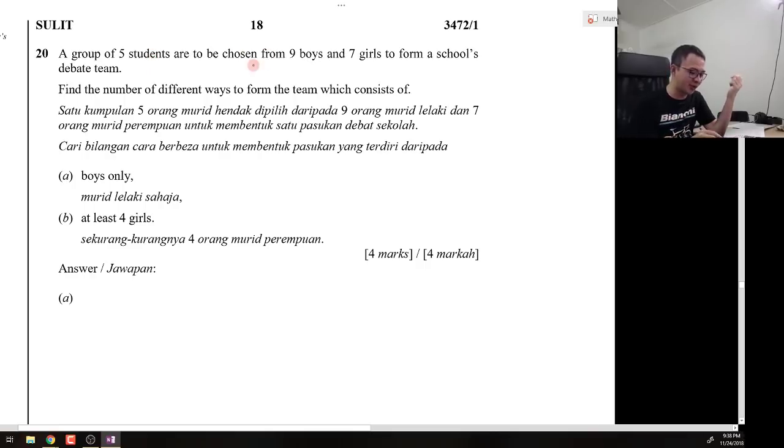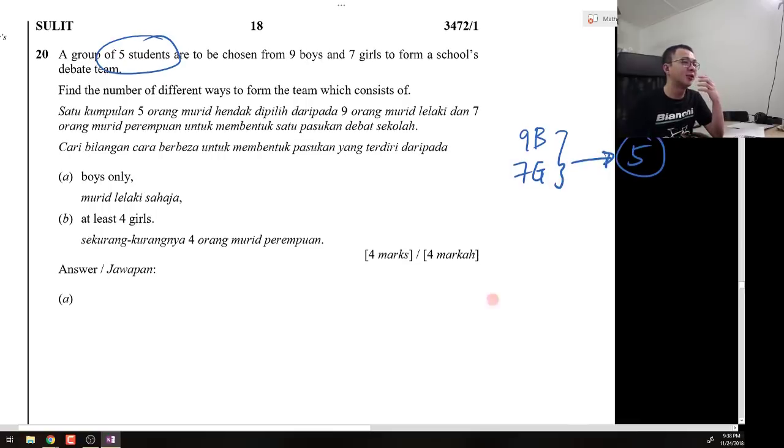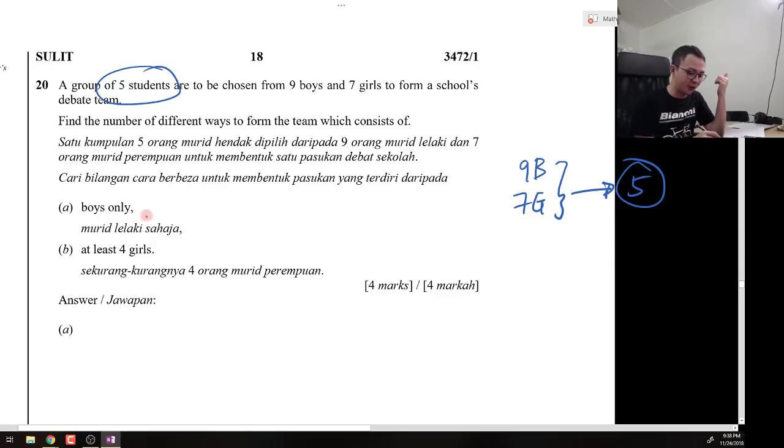Alright, so question 20 here. A group of 5 students are to be chosen from 9 boys and 7 girls to form a school debate team. Find the number of different ways to form the team which consists of boys only. So I have 9 boys and 7 girls, and from both of them I only want to choose 5. When they say boys only, that means I only select from boys. I have 9 boys here, I choose 5. Then this will be my answer, 9C5, 126.